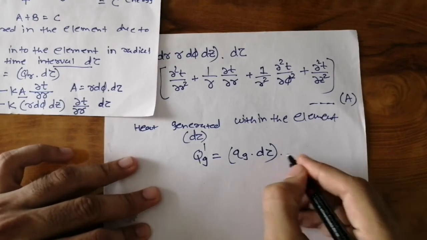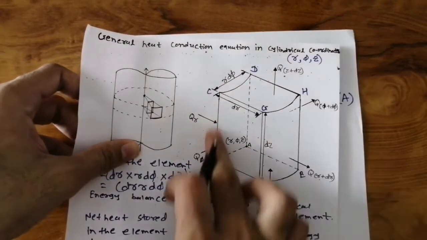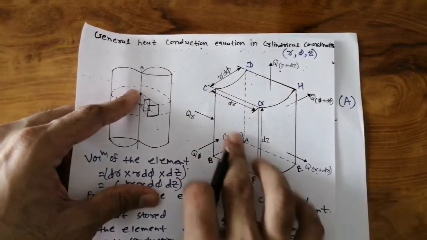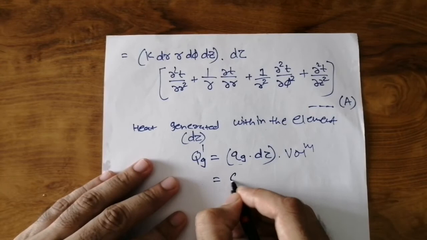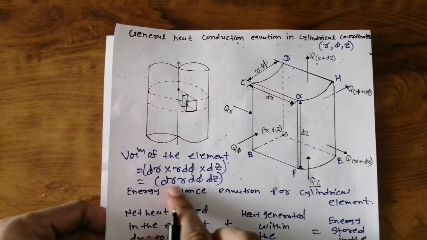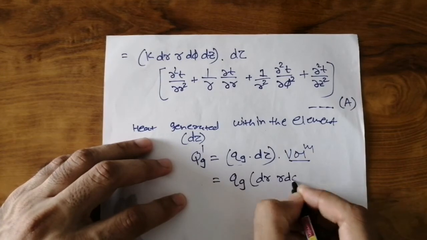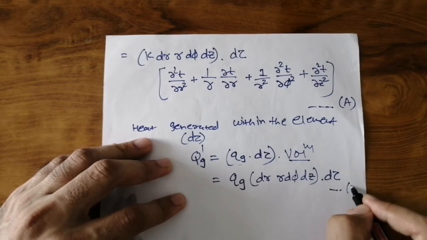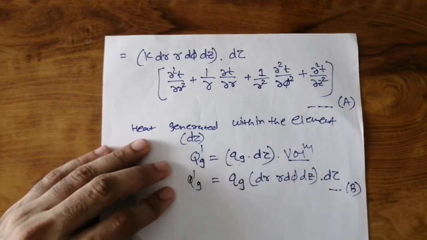How much amount of heat is generated in control volume, how much amount of heat is generated within this volume. So volume of that element is considered, as well as per time will be considered, as well as q g will be considered. So we should write is equal to q g as it is. What will be the volume of the element? So our volume of the element is dr r d phi dz. So we should write here dr r d phi dz into d tau. That is our equation number B. So B part is over. First we found A part, then after B part.